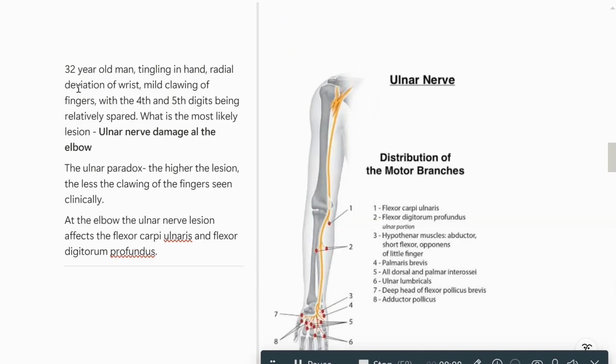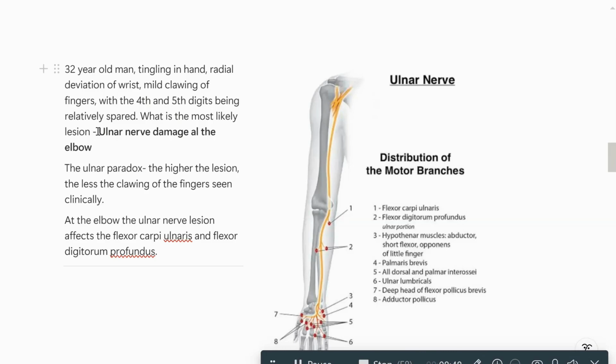The next statement is a 32-year-old man who had tingling in his hand, radial deviation of the wrist, and mild clawing of the fingers with the fourth and fifth digits being relatively spared. Radial deviation means that there is some pathology on the ulnar side. The ulnar side wrist stabilizer is the flexor carpi ulnaris. But in this case, as the ulnar nerve supplies the flexor carpi ulnaris and it is not working properly, there is going to be a radial shift of the wrist.